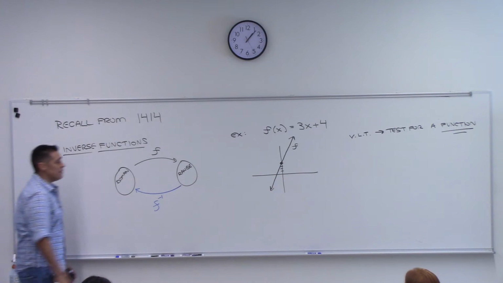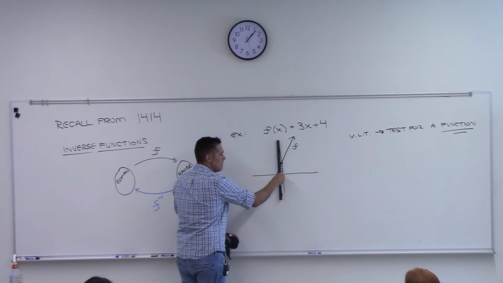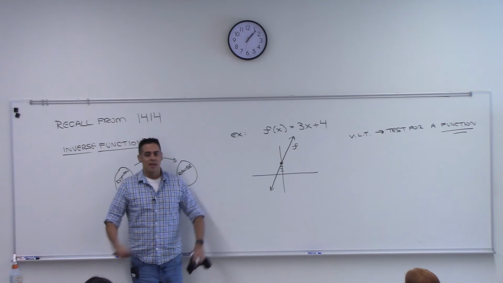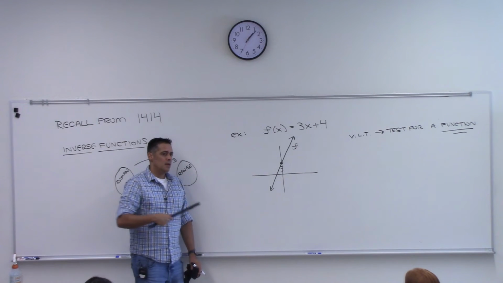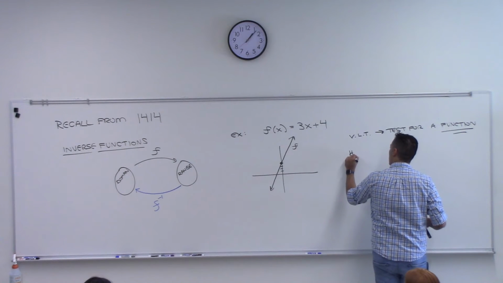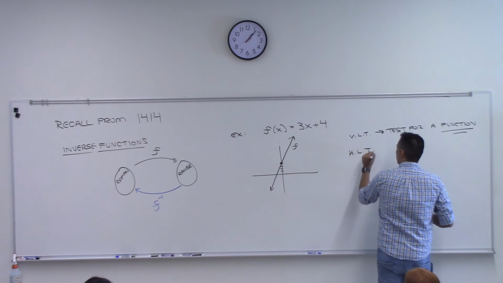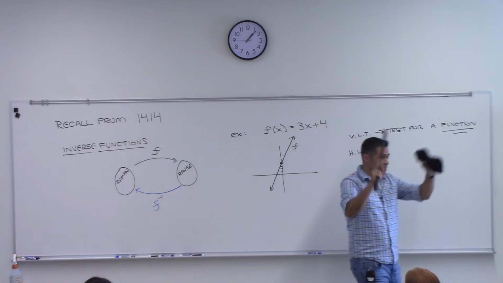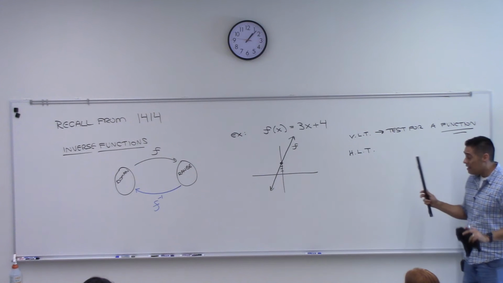So if I draw any vertical line, if I ever hit the graph more than one time, it's not a function. This is a function. Now to see if it has an inverse, we run what's called the horizontal line test. I'm not writing this because this is a review, so if I need to go into any more detail, please stop me and ask me to clarify.